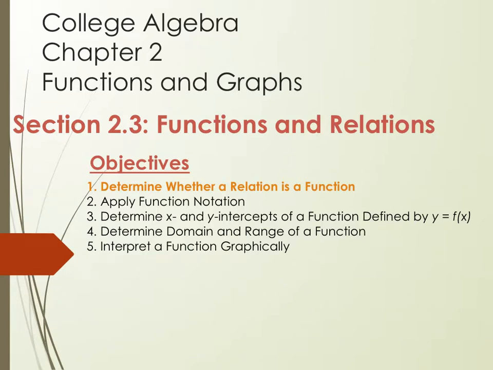This is Chapter 2, Section 2.3, Functions and Relations. Our objectives in this section are to determine whether a relation is a function. That's one of the major ideas. Apply function notation. Determine x and y intercepts of a function defined by y equals f of x. Determine the domain and range of a function and interpret a function graphically.